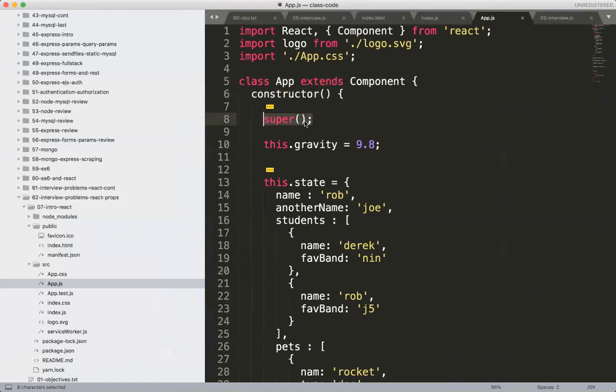What does super do? Good, right? It's going to run the component class's constructor function. This is going to execute the component class constructor. That's what super does. And then I just said right here, this.gravity equals 9.8, because gravity doesn't change, as far as we know. And it's certainly not going to change in our app.